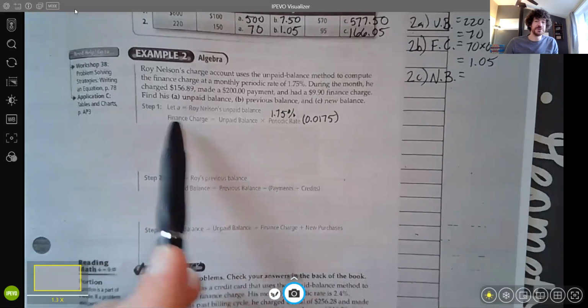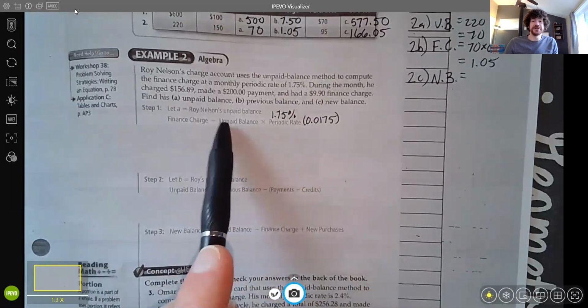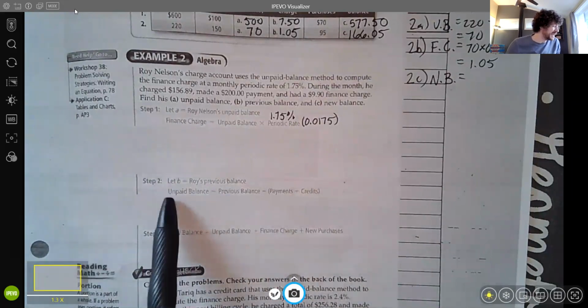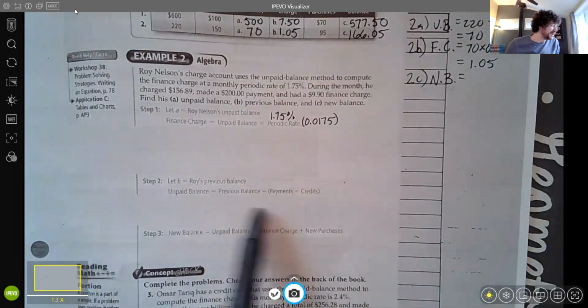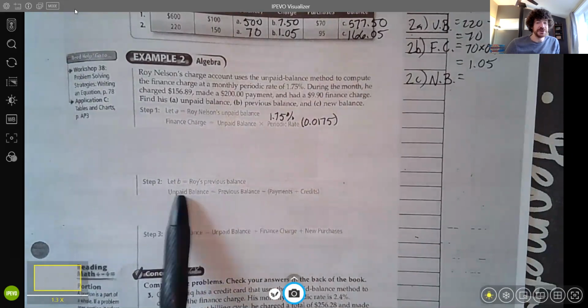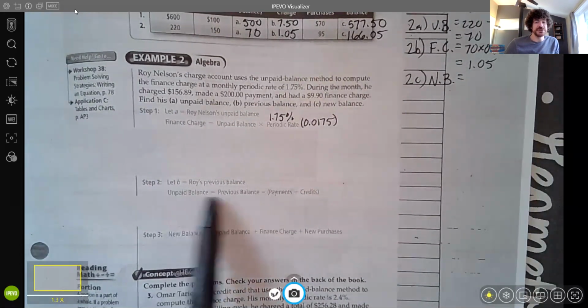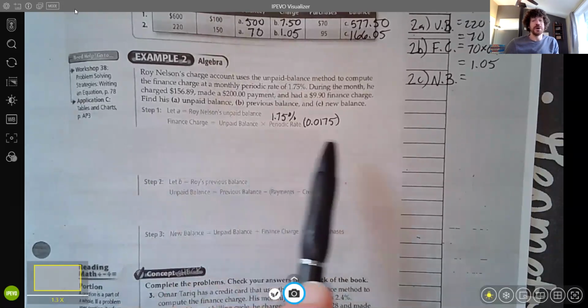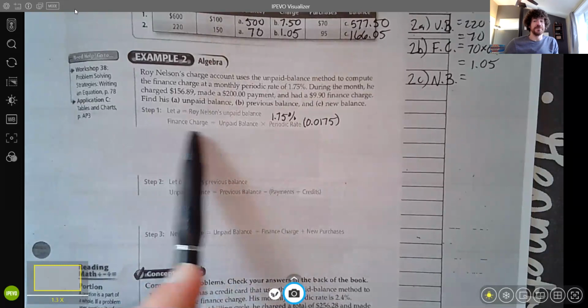Because we know 2 of the 3 parts of the finance charge equation, we can use algebra to figure out the unpaid balance from that. What we don't have is the previous balance. So we can't use the unpaid balance equation to start off with on this one because we don't have the previous balance and we don't have the unpaid balance. We're missing 2 things out of this equation, which is why we can't start with it. We're only missing 1 part of this equation here.